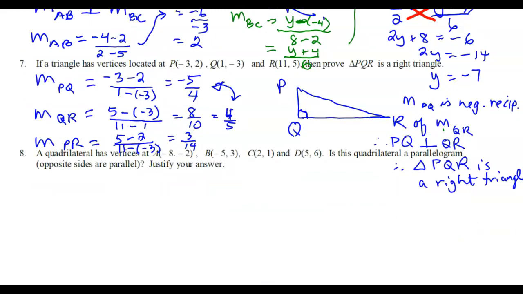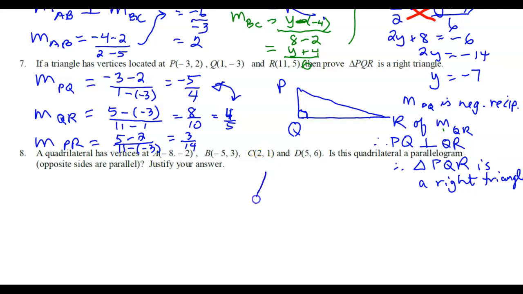Okay, and then the last one is a quadrilateral, which means it has 4 sides. It's labeled A, B, C, and D. Is this quadrilateral a parallelogram? Justify your answer. So if it just said, is it a parallelogram, you just say yes or no, however you show your work, but it says justify, so we want to show our work. Think about what a parallelogram is going to look like.